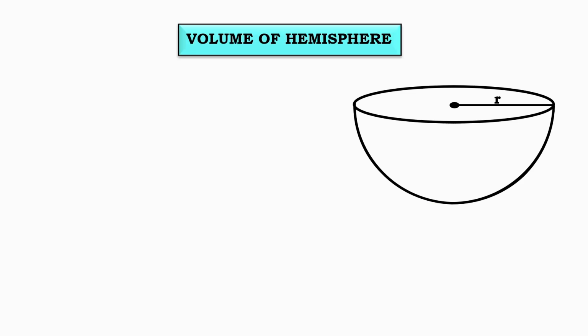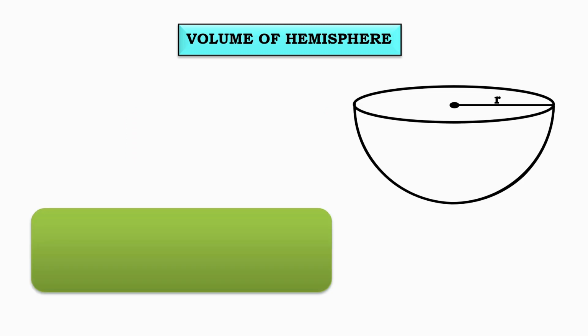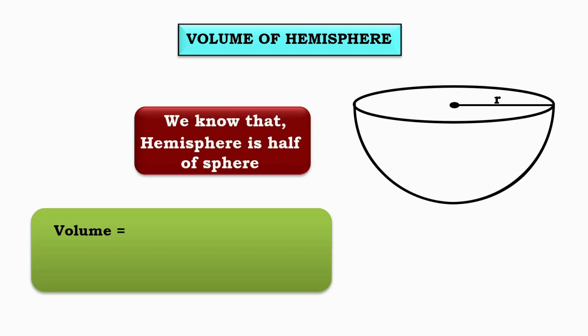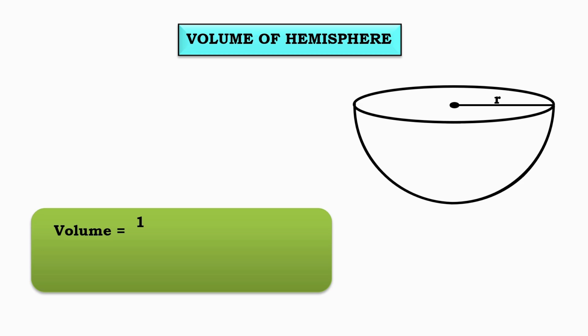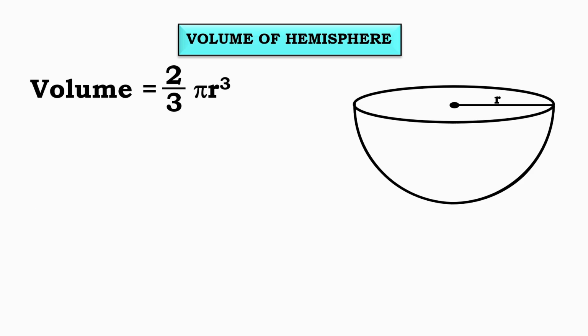Now let us find the volume of the hemisphere. The volume is the capacity of the hemisphere, meaning how much it can contain. The volume of the hemisphere will be half of the volume of the sphere. First we need to know the volume of the sphere, that is 4 by 3 pi r cube. Now if we halve it, this is 2 by 3 pi r cube. That is the volume of the hemisphere.